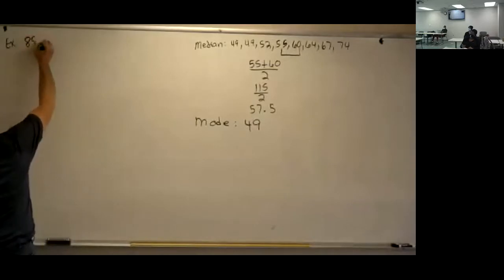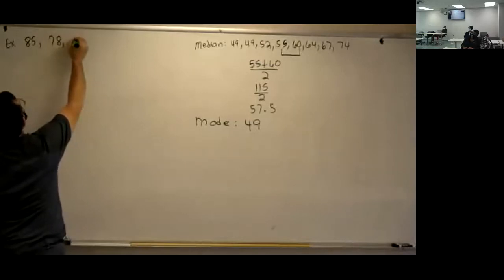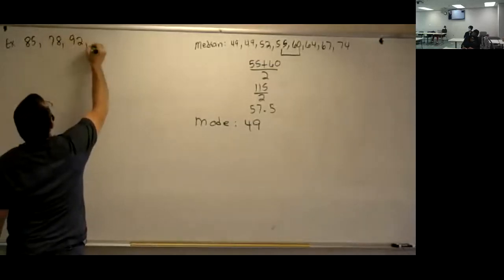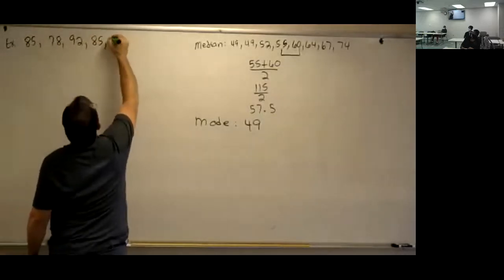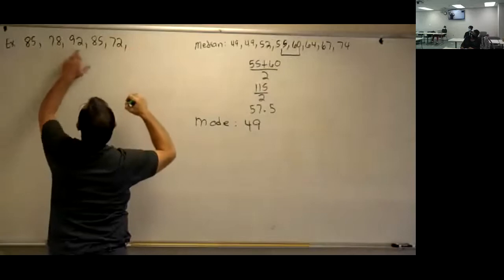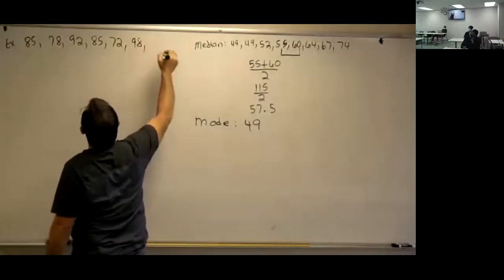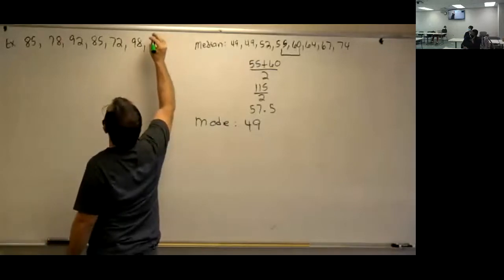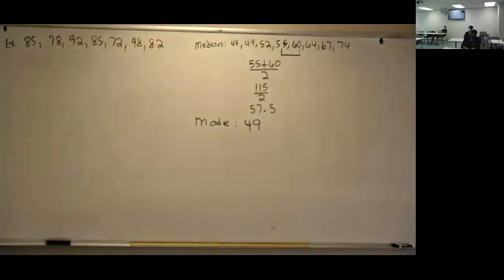So 85, 78. Oh, this makes 92, 85. Oh, I got 54. Then I want one more. 80. I wanted an odd number this time. Last time I did an even number when we found that mode stuff and mean.